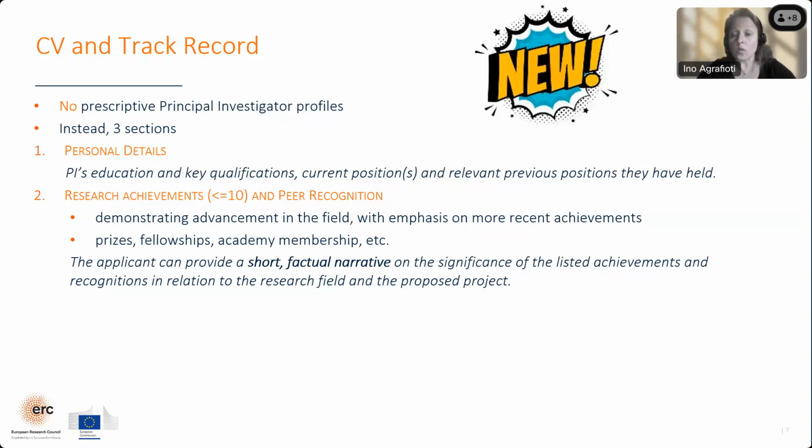Make sure that you also put some information that is short and factual, a narrative of why you picked these things, what was your contribution to this application. Do not just list the 10 with no information. The Scientific Council is giving you the opportunity to really tell your story.